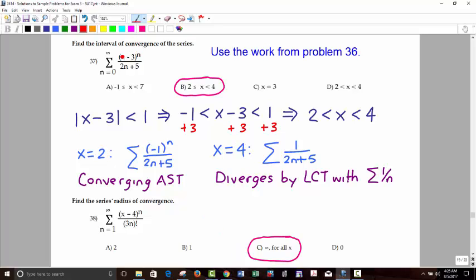If you put in 4, you get 1 to the n, which is just 1, over 2n plus 5. And you could do a limit comparison test, or actually an integral test would work. If more than one works, I don't have to show them all, but I like the LCT for this one because that would be the easiest. Just do it with 1 over n. It's easy to show that it will diverge, because the limit exists and what you're testing with is diverging, so that does it.